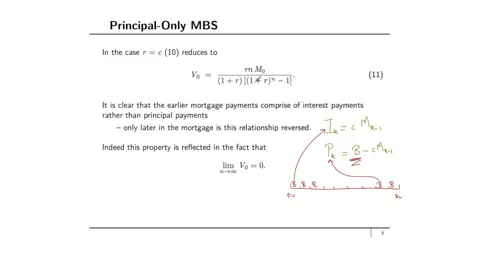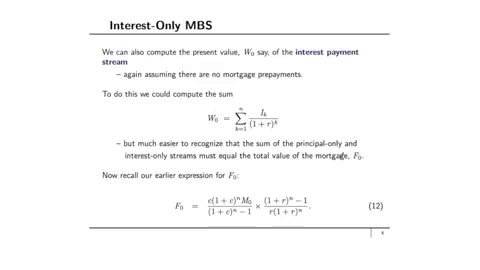We see that if we stretch out the duration of the mortgage, so if we let n go to infinity, all of the payments, all of these B's, go towards the interest, and none of them goes towards paying the principal. How about an interest-only mortgage-backed security?